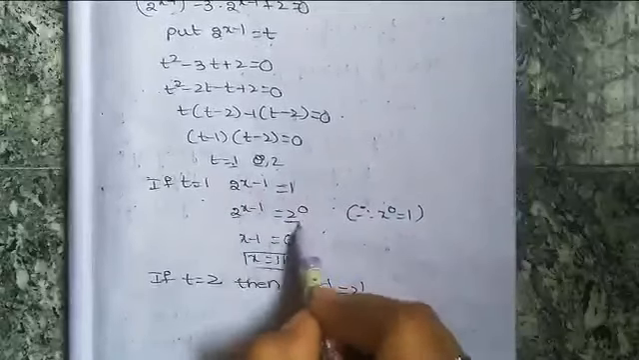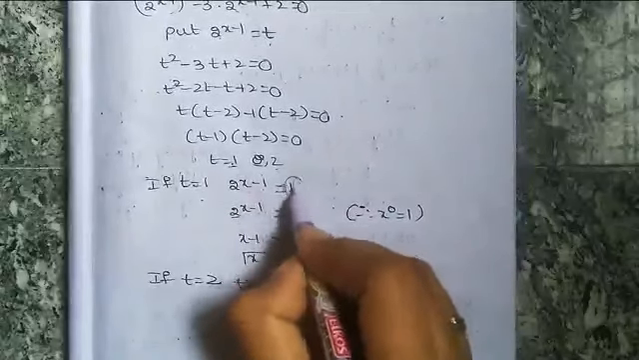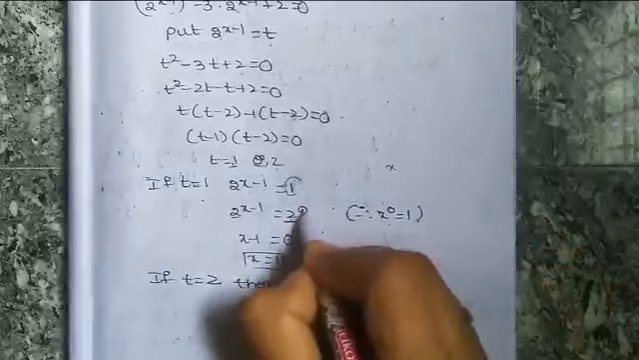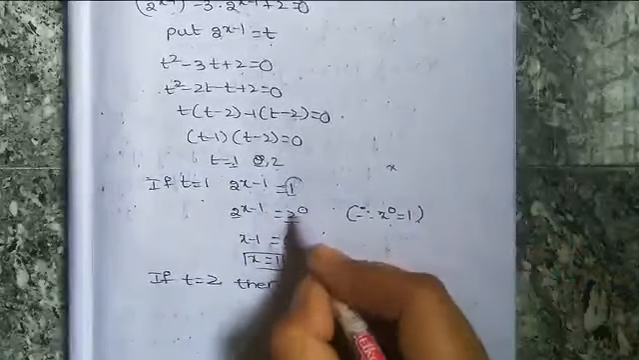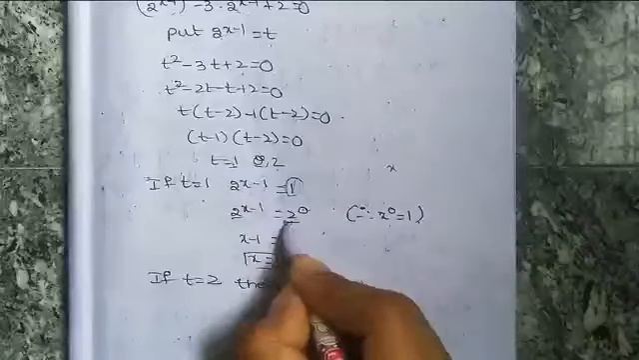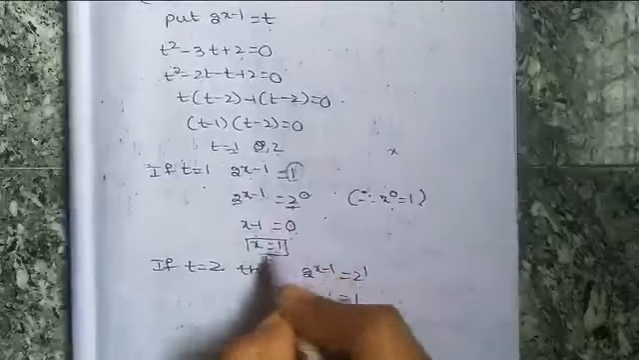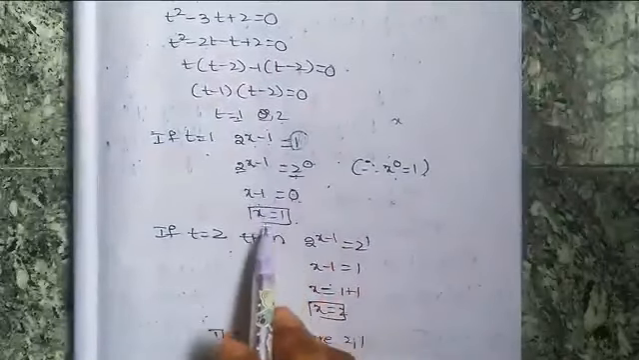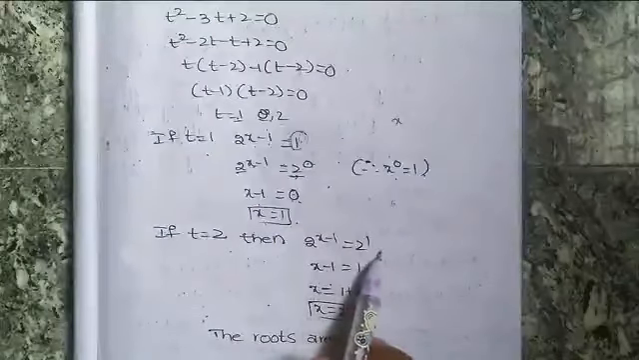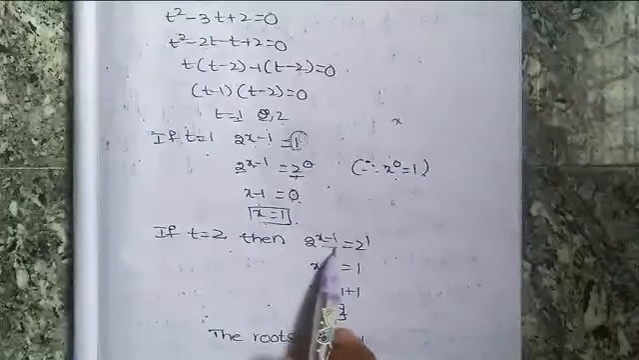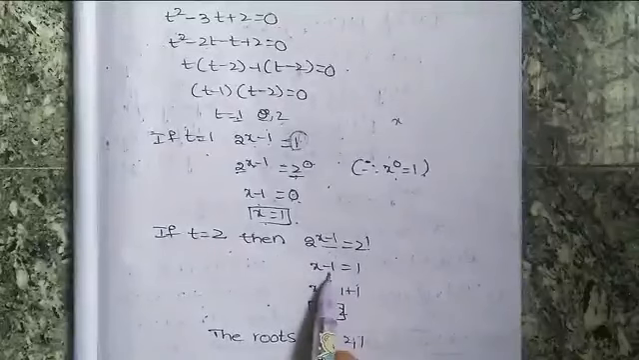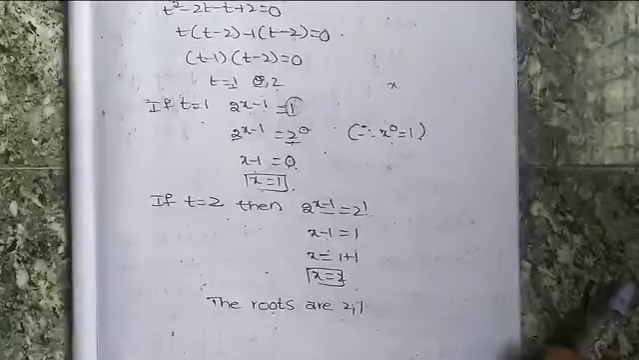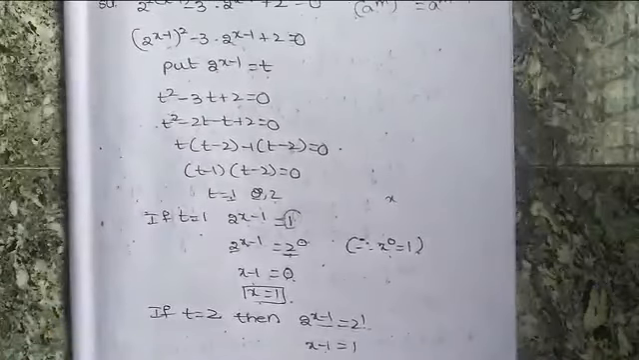Here we want the bases equal. So we already know x to the power of 0 is 1, so 2 to the power of 0 is also 1. So in place of 1, I have taken 2 to the power of 0. Here the bases are equal, so x minus 1 is equal to 0, x equal to 1. If t is equal to 2, then 2 to the power of x minus 1 is equal to 2, and x minus 1 is equal to 1. So here the bases are equal, same process, then we will get x equal to 2. So the roots are 2 comma 1. This is the solution.